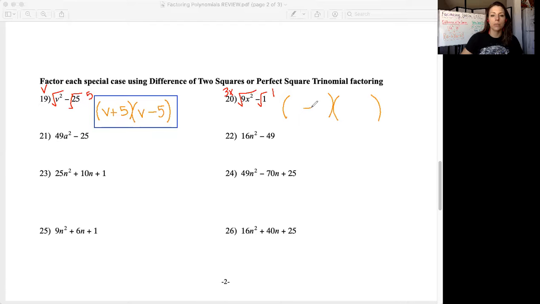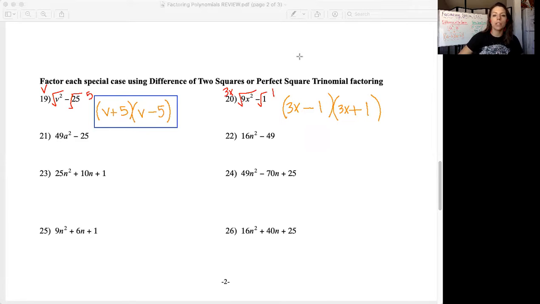One will have addition, the other subtraction. This time I'll change it just because, again, it doesn't matter. You can do addition first, subtraction second. Square root of the first term is 3x. So in my binomials, my first terms will be 3x. And the square root of the second term is 1. So in my binomials, I end up with 1.